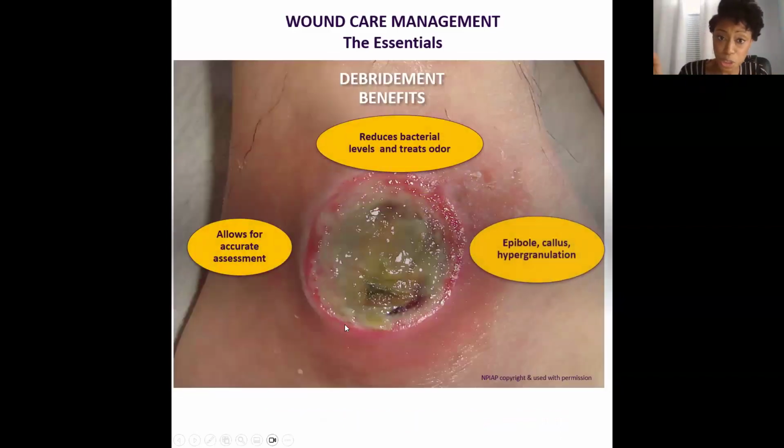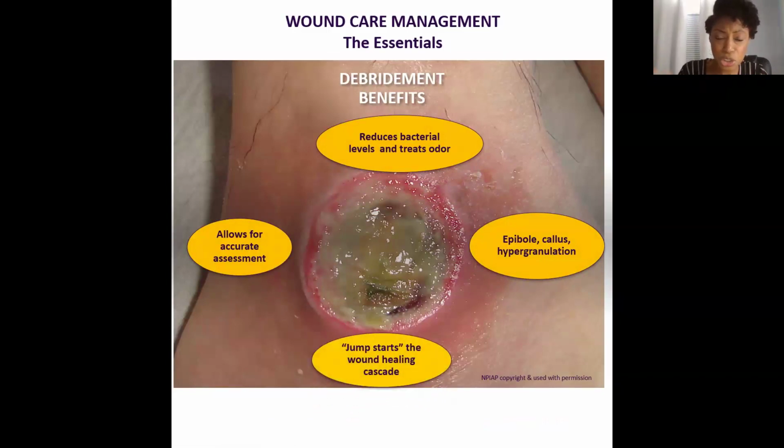And so the debridement benefits cannot be stressed enough. It helps to reduce bacterial levels, helps with odor management, it helps to jumpstart the wound healing cascade that we talked about. It allows for an accurate assessment, and it can address other hindrances to wound healing, including epiboly, callus formation, hypergranulation tissue, which we'll talk about in a bit.